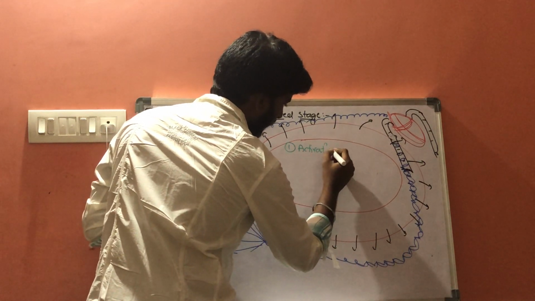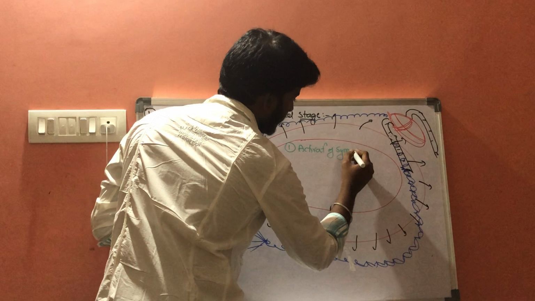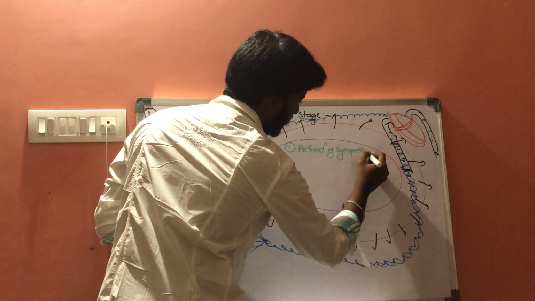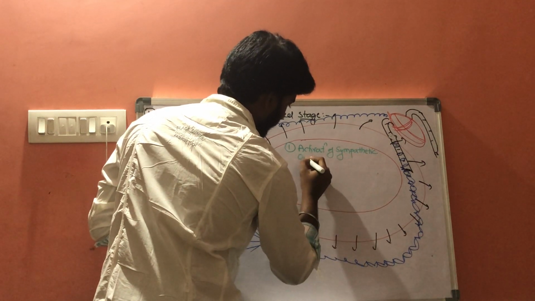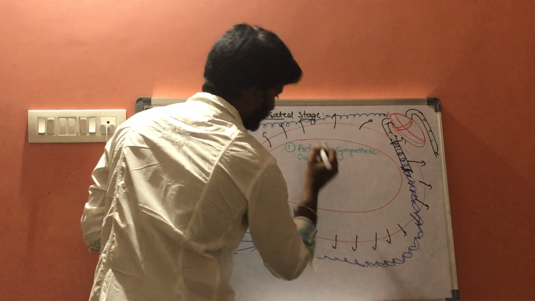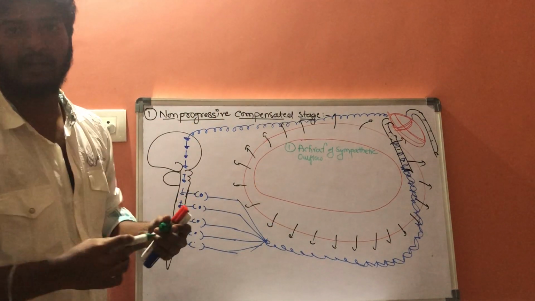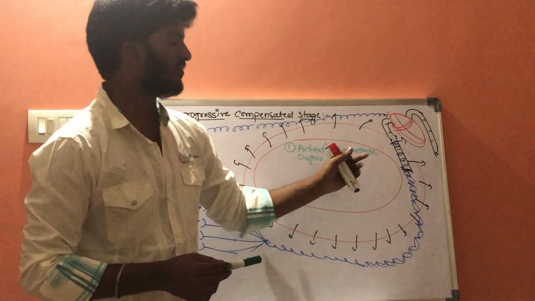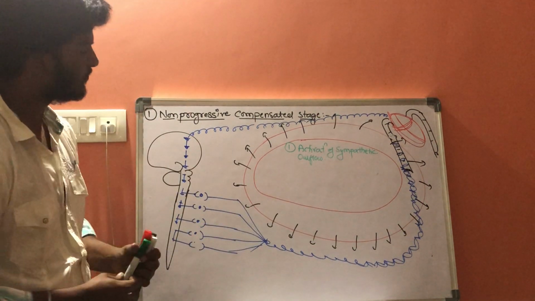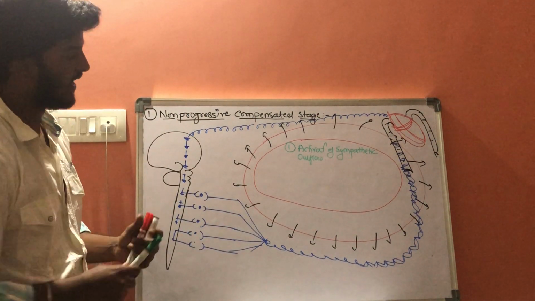Activation of sympathetic outflow. This is the first compensatory mechanism, that is activation of sympathetic outflow. Now, that is the first mechanism.